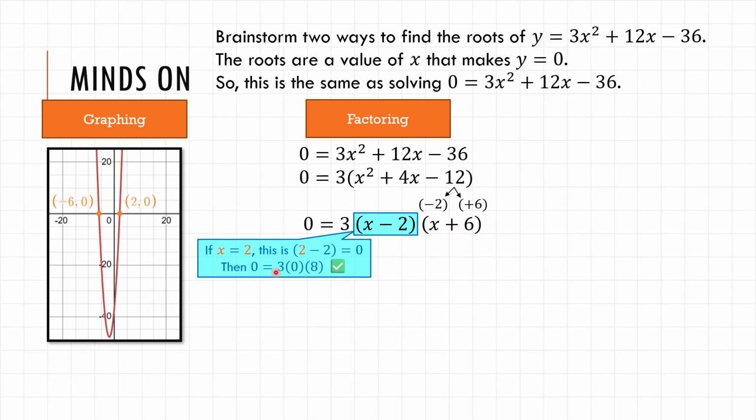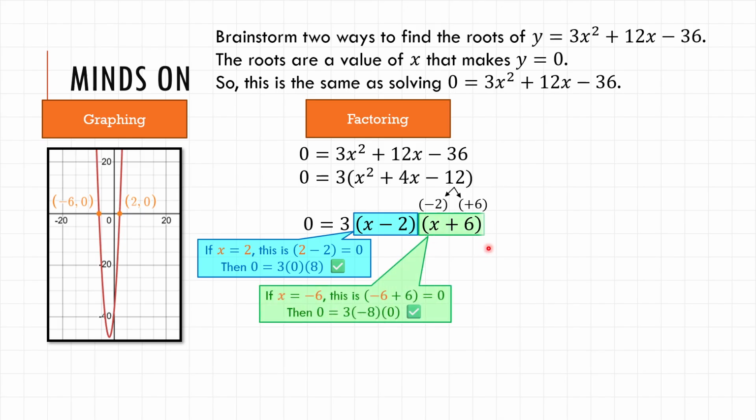but it doesn't even really matter that this is 8 or that this is 3. Whatever number they are, if I multiply them by 0, the product of all 3 will equal 0. And therefore, this equation will be true. Another value can be found by looking at the other factor. So -6 plus 6, that would make this equal 0. This would be -8. And 3 times -8 times 0 is also equal to 0, just as predicted. So this is maybe a second strategy to find these same two numbers, 2 and -6.